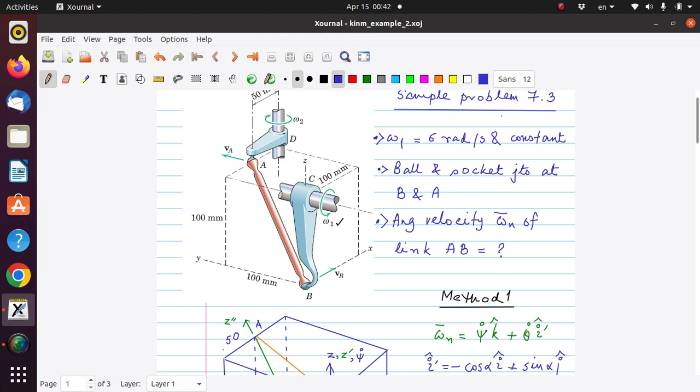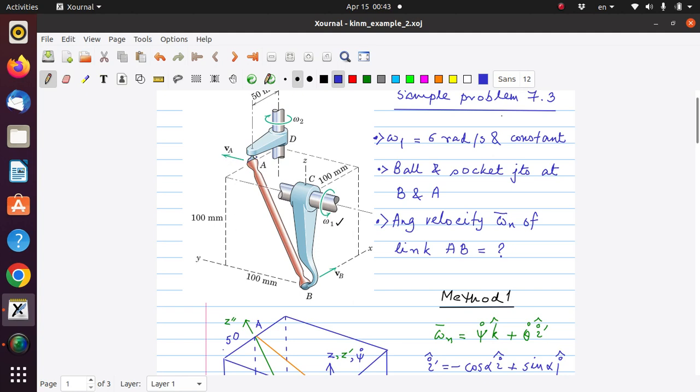This DA is another crank which rotates about the vertical axis with an angular velocity omega 2. Omega 2 is not given, but here omega 1 is given, and once omega 1 is given we can find out the magnitude and direction of the velocity VB. For VA we know the direction because we know omega 2, and this distance is also given, but omega 2 is not given, so we know the direction of VA, but the magnitude of VA is unknown.